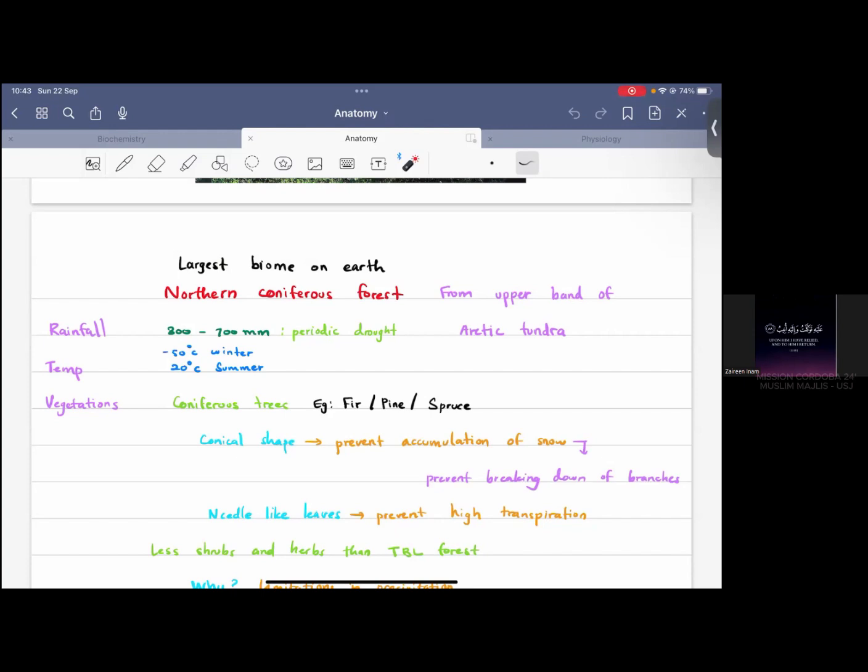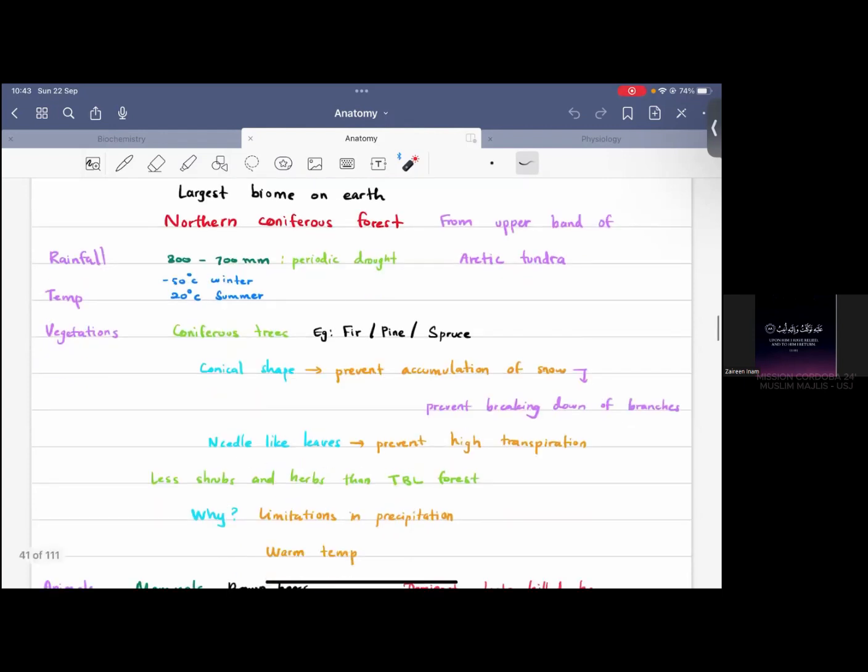The vegetation is mainly coniferous trees, for example fir, pine, spruce. What are these plants? They have seeds, right? Non-flowering seed plants. So those are coniferous trees. They are conical in shape. Why conical shape? They help in preventing the accumulation of the snow.